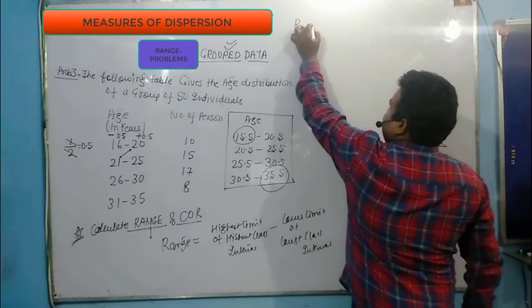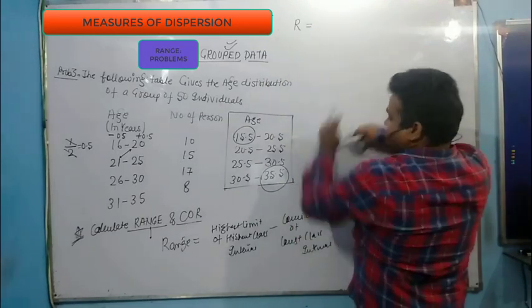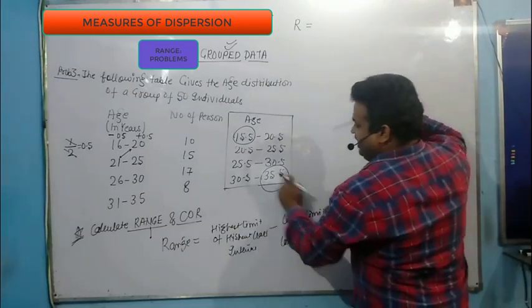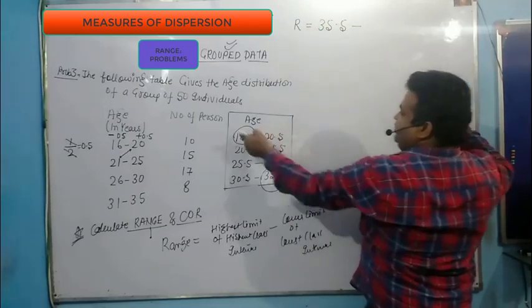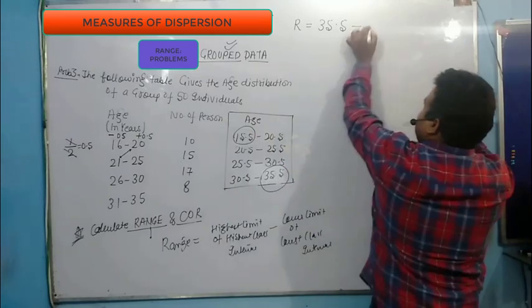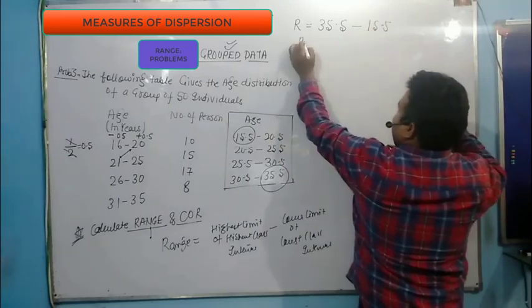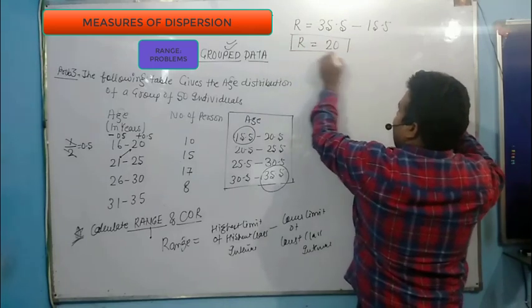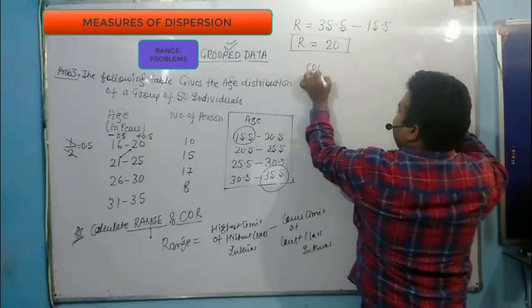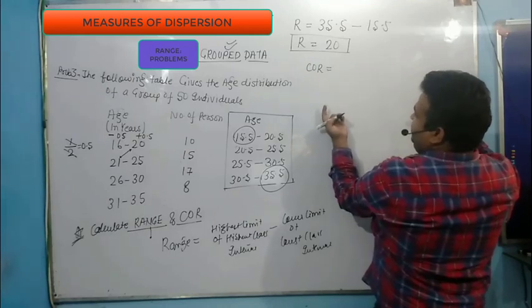Now the range for this is my highest limit of the highest class interval, so this is 35.5, minus the lower limit of the lowest class interval, 15.5. So if you subtract this value, you will get 20. So my range is 20 in this case. Now what is the coefficient of range then?